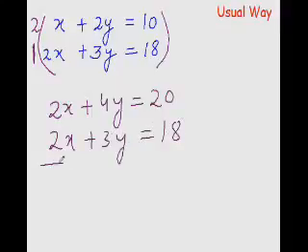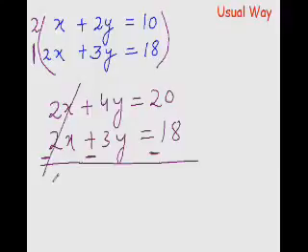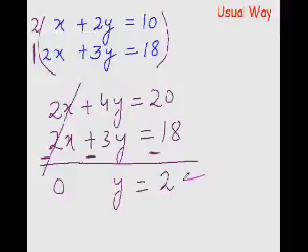Now to eliminate, you need to subtract, so change the sign. This is the standard procedure. So 2x minus 2x will cancel out, so 0 will come here. 4y minus 3y is 1y, so I put y here. Now 20 minus 18 is 2. So we have found out the value of y.